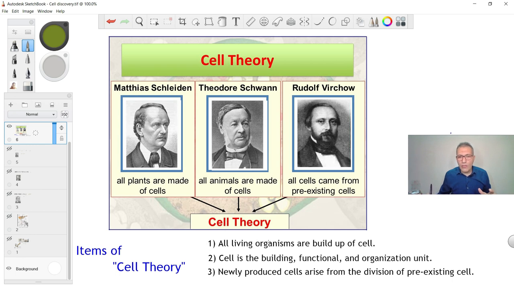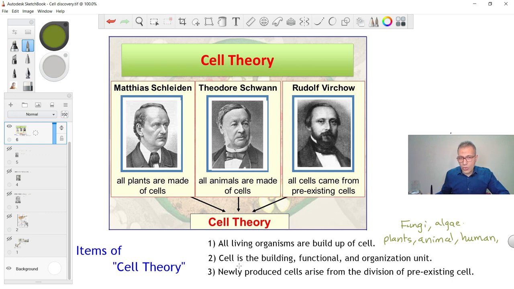Number one, all living organisms are built up of cells. What do we mean by living organisms? We mean plants, animals, humans, fungi, and algae.